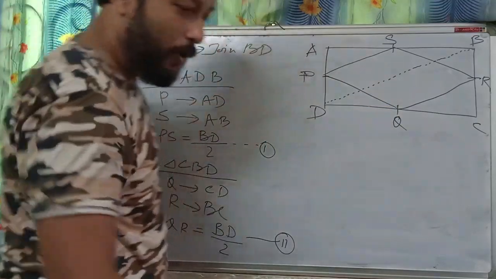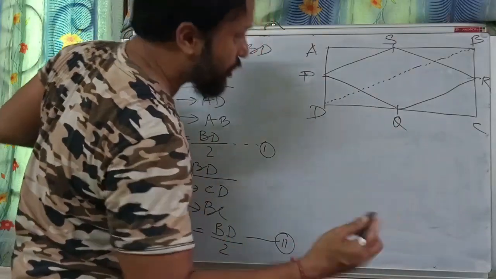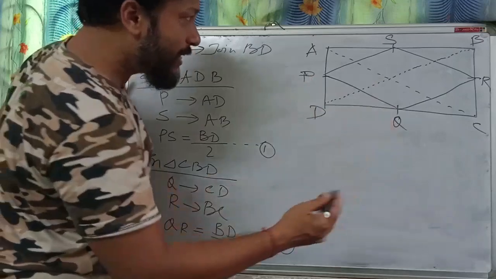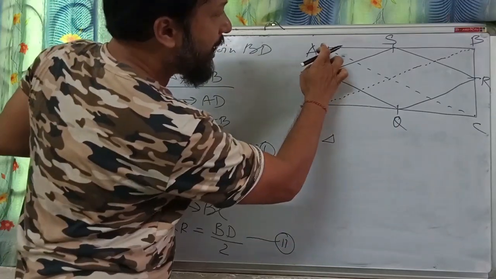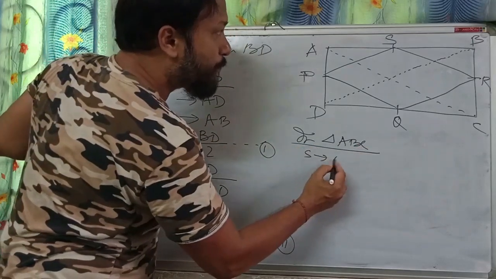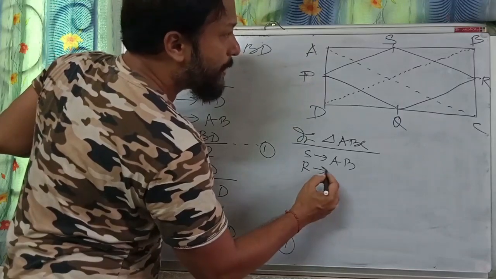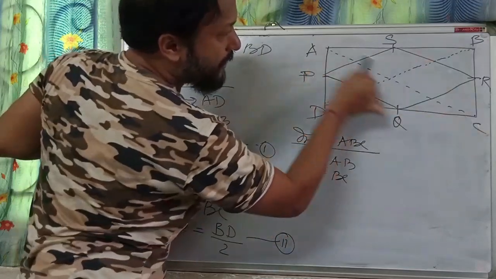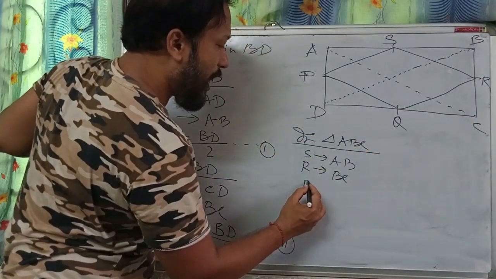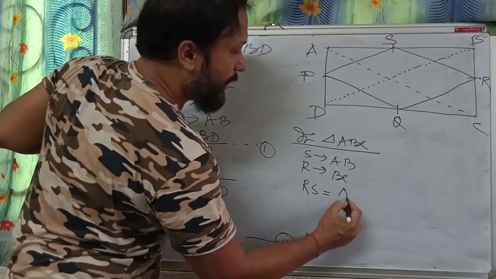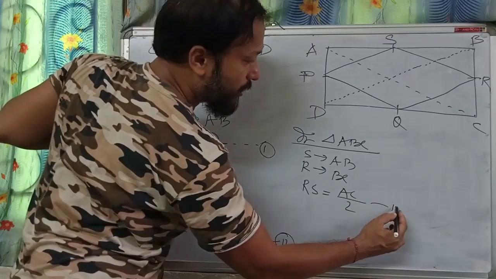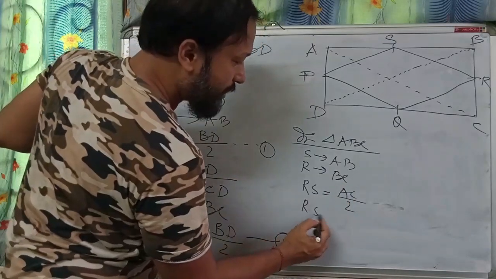Now we will draw another construction. In triangle ABC, S is the midpoint of AB and R is the midpoint of BC. So I can say that SR is equal to AC by 2 by using midpoint theorem. AC by 2. This is your third.